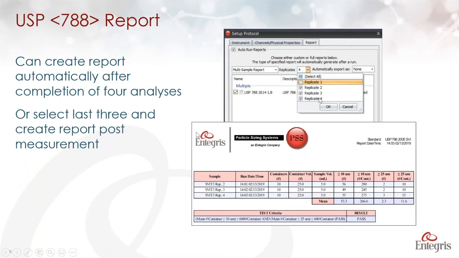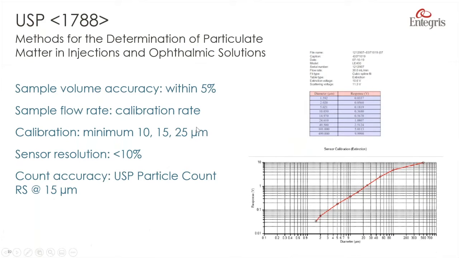So those are the 3 tabs in the protocol that we can use to automate these measurements. Now, on top of USP 788, there's another chapter, USP 1788, which gives us a lot of information in terms of how we can set up the system, how we verify the system, how we get ready to make measurements, including tests such as, let's make sure if we're going to ask to pull 5 ml, it is really 5 ml. So there is a sample volume accuracy test, which must be within 5%.